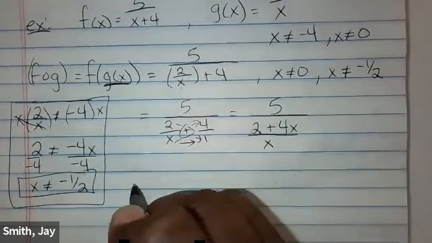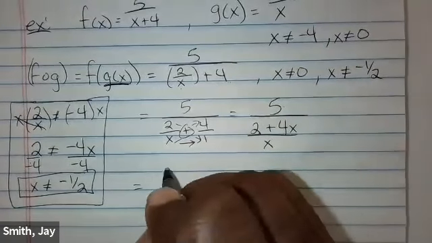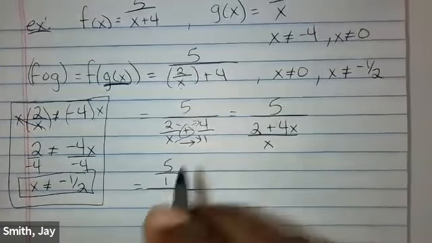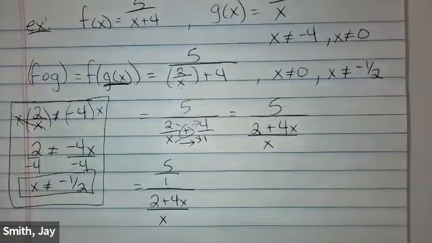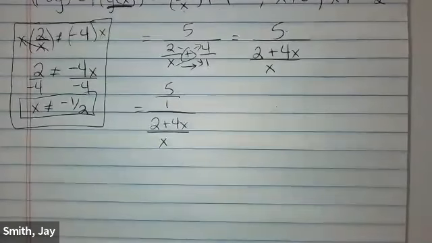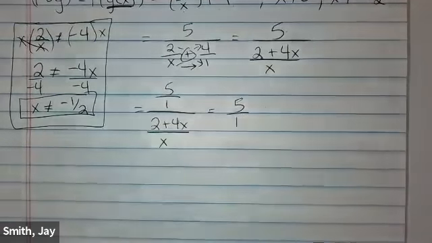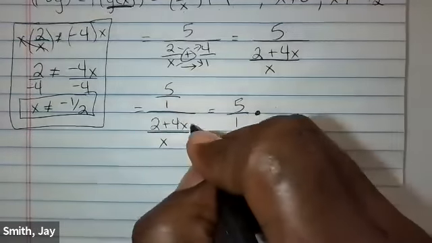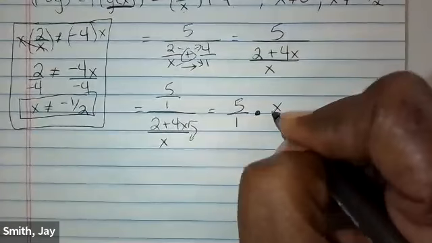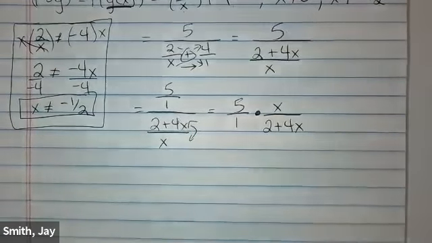So just like before, we have a complex fraction. We can take our numerator 5, turn that into a fraction by putting it over 1, still dividing it by 2 plus 4x over x. So that now we have a fraction divided by a fraction. And we can do our keep change flip. Keeping 5 over 1 the same, or our top fraction the same. Changing division to multiplication. And flipping my bottom fraction. So what was 2 plus 4x over x is now x over 2 plus 4x.